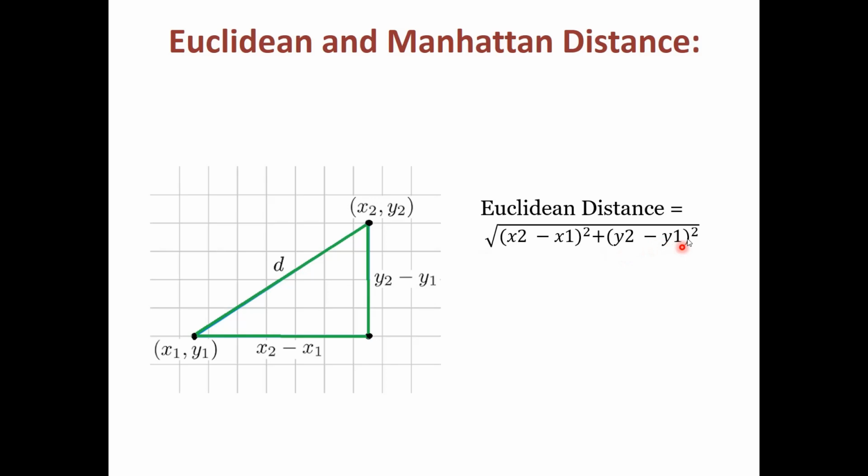We can find the Manhattan distance also. In Manhattan distance, we calculate the distance between these two data points having the coordinate values (x1, y1) and (x2, y2) as mod of x2 minus x1 plus mod of y2 minus y1. This is how we can find this distance d between these two data points for finding the nearest neighbor.